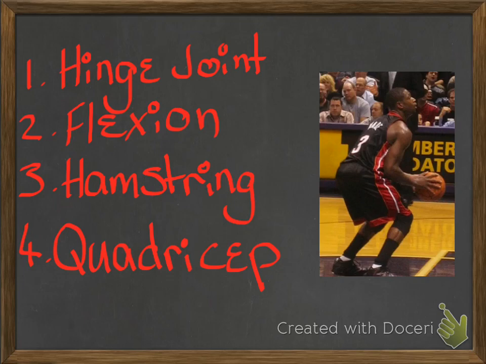So number 1 is a hinge joint. Number 2, flexion. So you can see the angle at the joint is decreased. Number 3 is the hamstring. This muscle right here is the agonist. And number 4 is the quadricep, which is this muscle on the front here. If you got all 4 of those correct, well done.